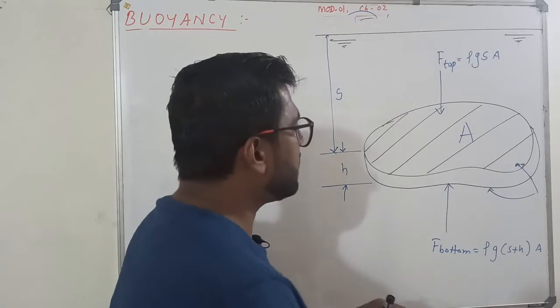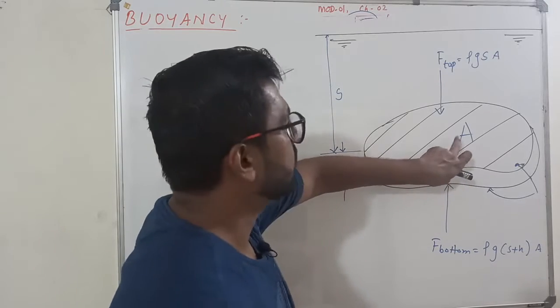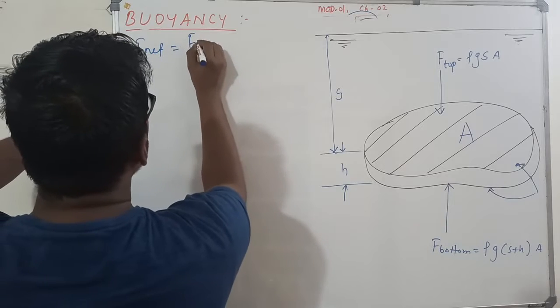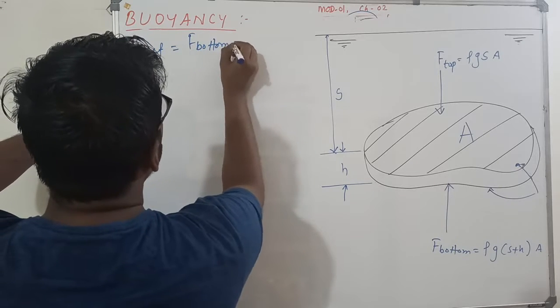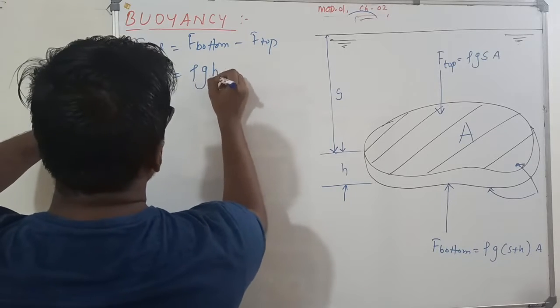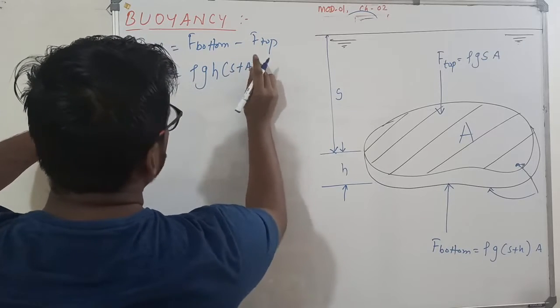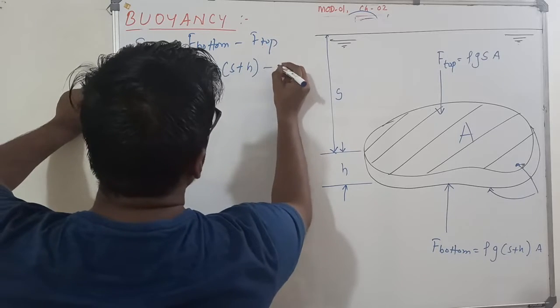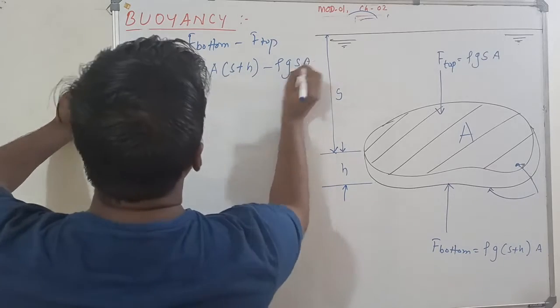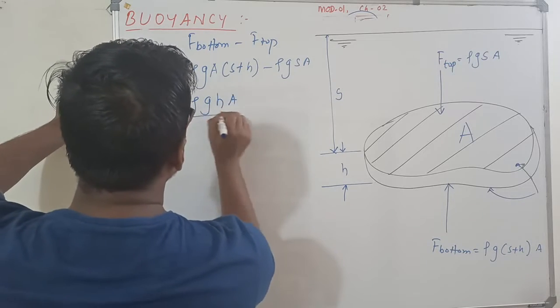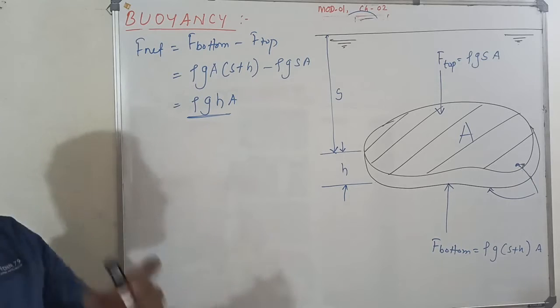So what is the net force acting on this? F net equals F bottom minus F top. F bottom is rho g H A plus rho g A S. Minus this, rho g S A. If you solve it, what do you get? I get rho g H A as the F net.